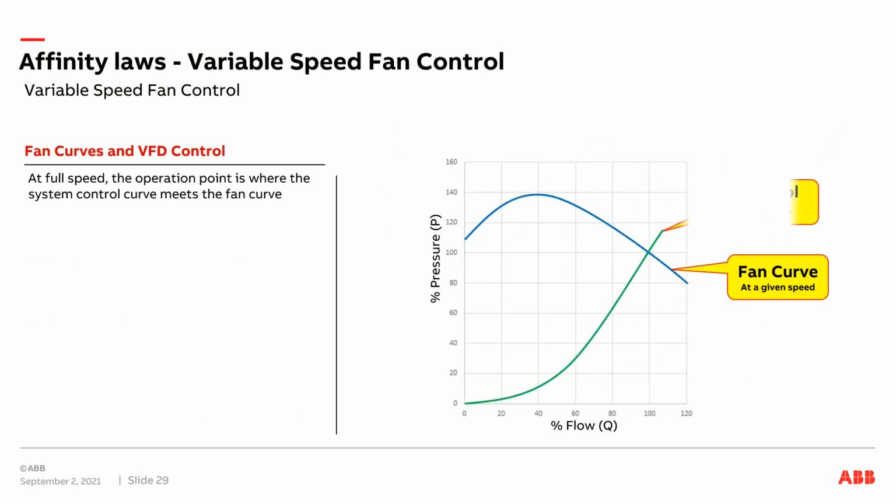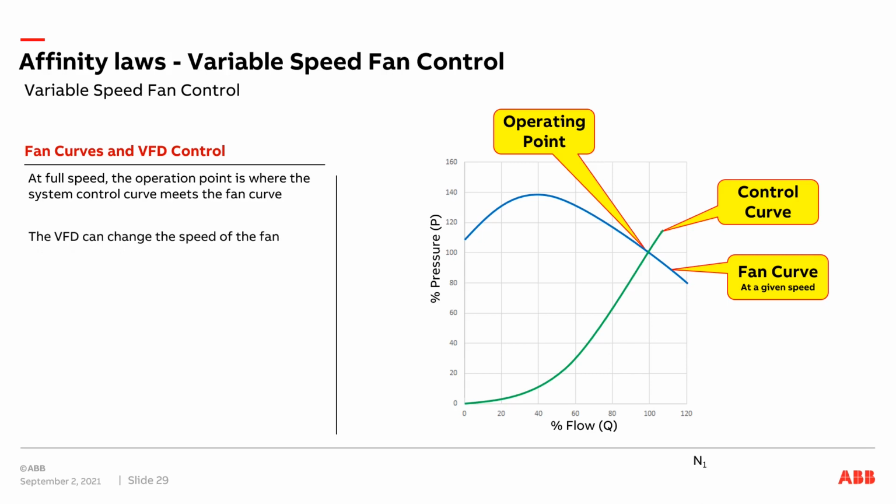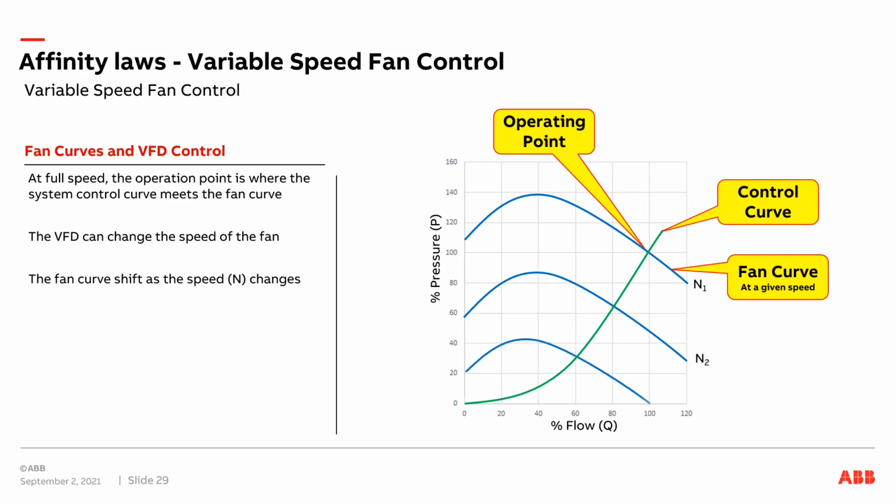Looking at the fan curve, at full speed, the operation point is where the system control curve meets the fan curve. The VFD can change the speed of the fan. The fan curve shifts as the speed N changes from N1 to N2, then from N2 to N3. N1 is greater than N2, N2 is greater than N3. The operation point changes along the system's control curves. So at speed N1, full speed, you get 100% pressure with 100% flow. As you go to N2, you reduce in pressure and you reduce in flow. As you go down to N3, you reduce in pressure and you reduce in flow even more.